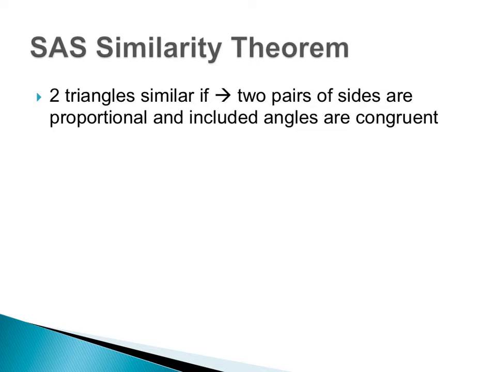The SAS similarity theorem tells us two triangles are similar if two pairs of sides are proportional and the included angles are congruent. So we heard of included angles with the SSS congruency theorem, so proving triangles congruent. The included angles are the angles that hold together the two sides. If I'm going too fast, please make sure you pause the video so that you can write the theorem down.